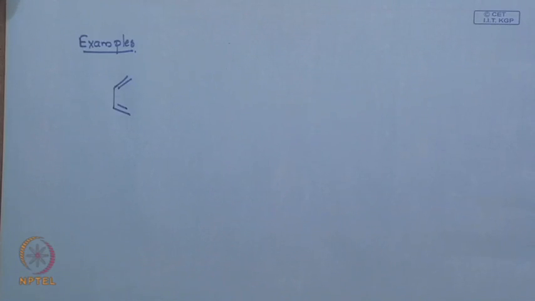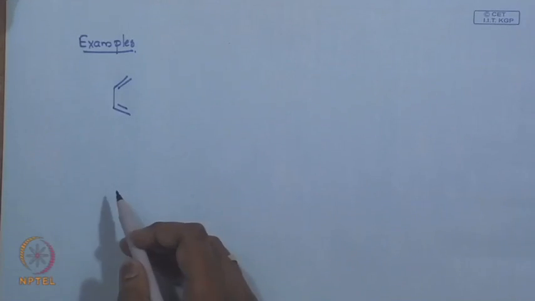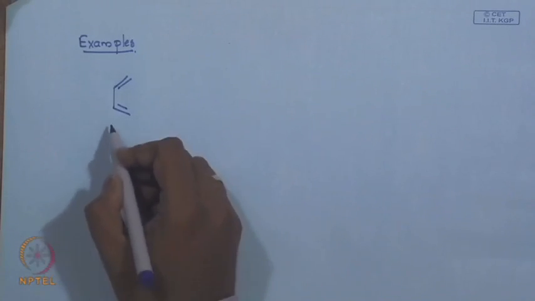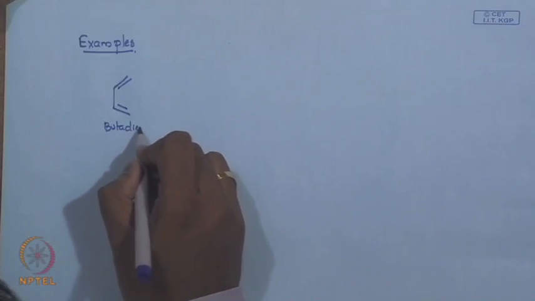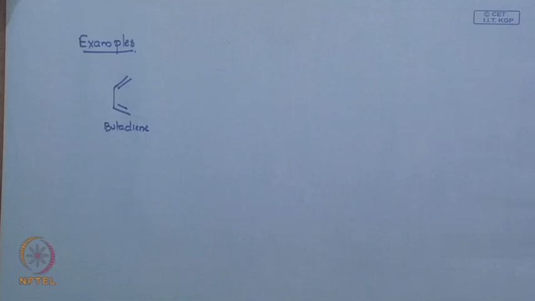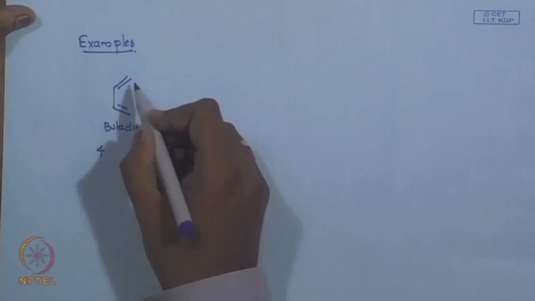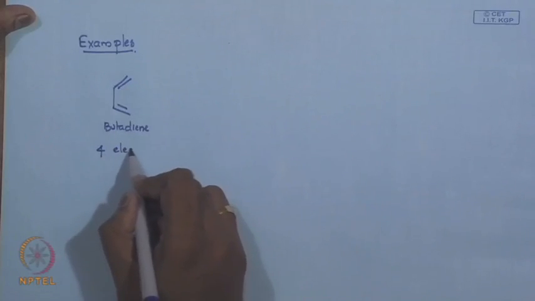So, you have a system. What is this? This is nothing but a butadiene, so we know that it is a butadiene. What system is it? Whether it is a 4 electron system or 4n plus 2? Yes, it is a 4 electron system. You have 4 electrons.